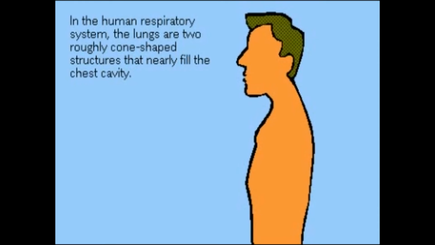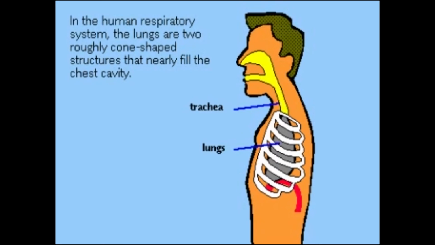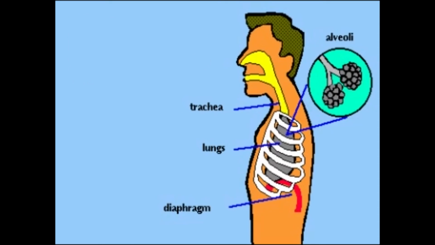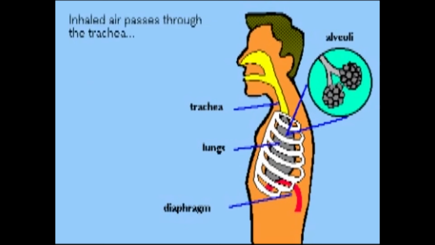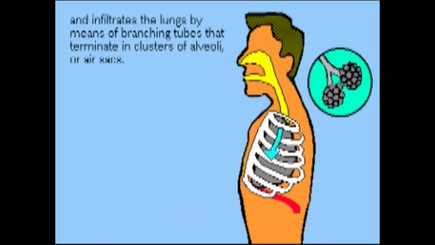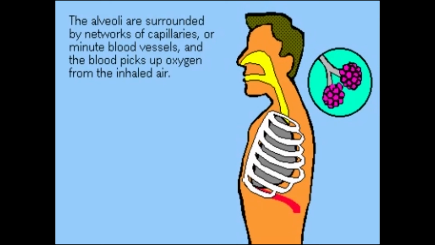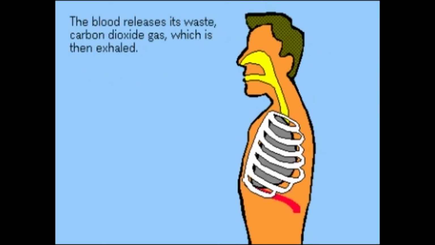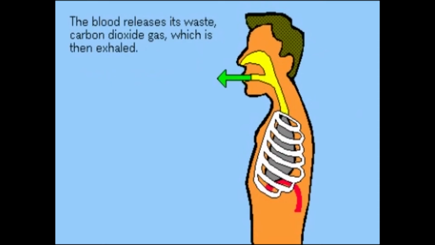The human respiratory system exchanges oxygen from the air for carbon dioxide produced by the body. The center of the system is the lungs, 2 elastic cone-shaped sacs that nearly fill the chest cavity. The actual mechanism where the gas exchange occurs is the alveoli, a tiny cluster of air sacs. When we inhale through our nose and mouth, air passes through the trachea and infiltrates the lungs through a network of tubes whose branches become finer and finer until they reach the clusters of alveoli. The alveoli are surrounded by capillaries, minute blood vessels that allow the blood to absorb oxygen. These capillaries also allow the blood to release its carbon dioxide, which is then exhaled.